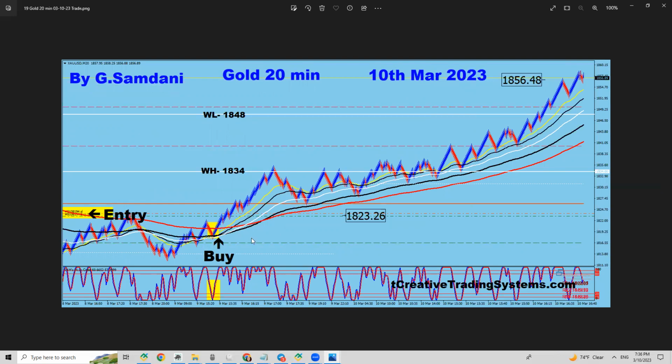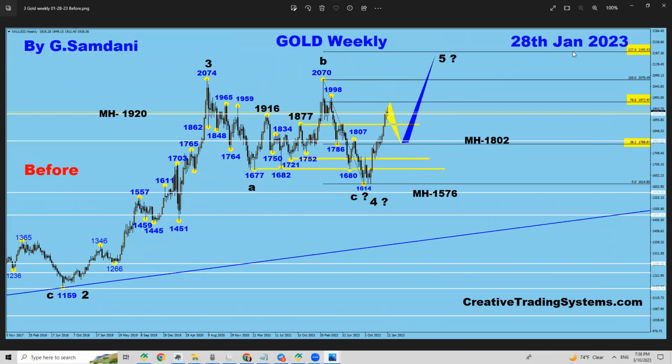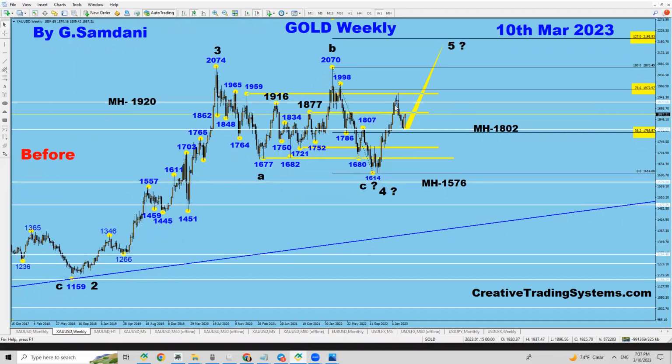I could have taken this one, but I knew that it's going to bounce from above 1802. Let me show you the gold chart I made on the 28th January. This is where it is. It's going to go up a little bit first and then drop here and then bounce from 1802. Look what happened. Exactly the same thing happened. It went up, then came down all the way to 1802 and bouncing now.